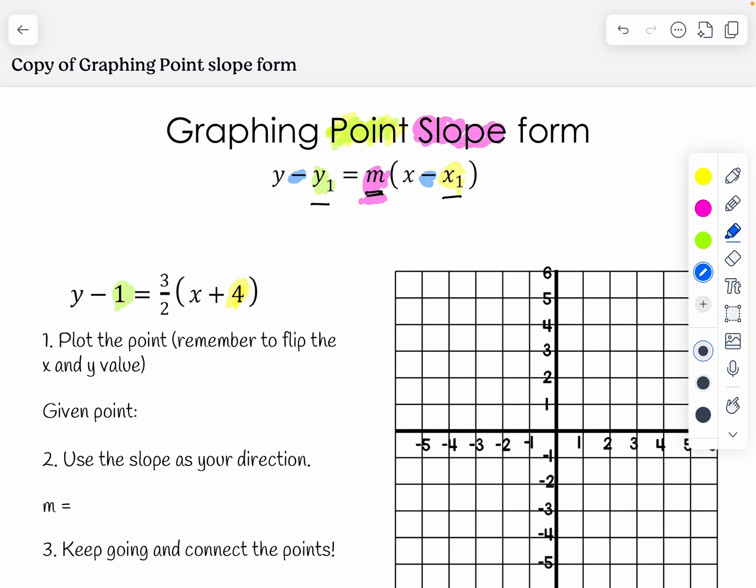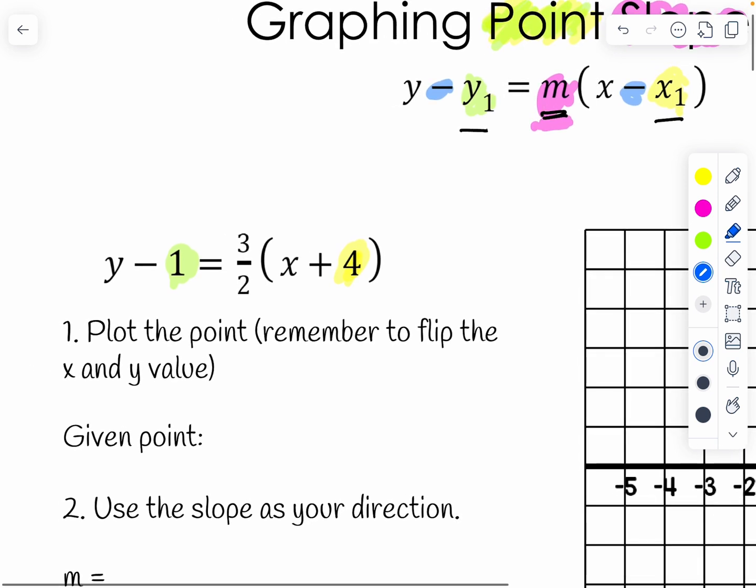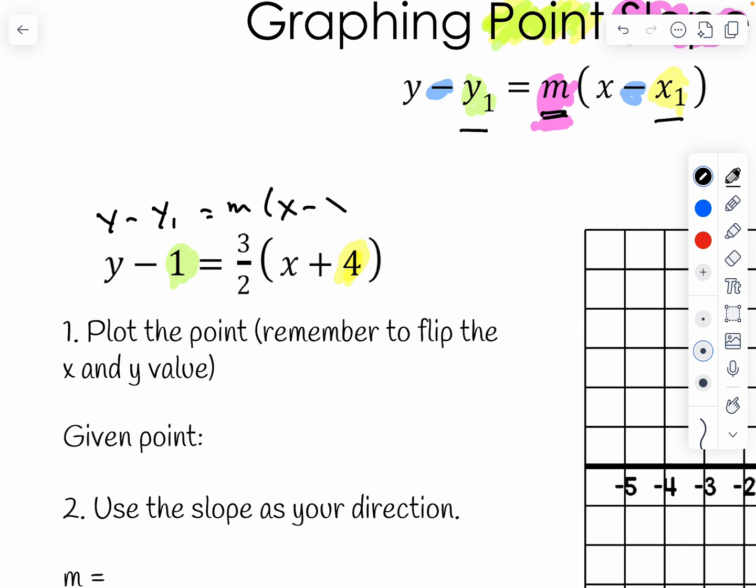So let's go ahead and look at our first example. We have this equation, y minus 1 equals 3 over 2 times (x plus 4). Now to help us, I'm going to write the equation above again. y minus y1 equals m times (x minus x1). Okay, so our point, the first part, that is our x, y, specifically x1, y1. Well, when you look in the equation, and I've highlighted it for you, my x I have in yellow, my y I have in green.